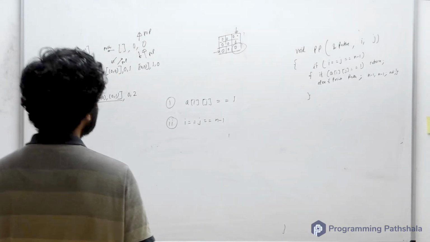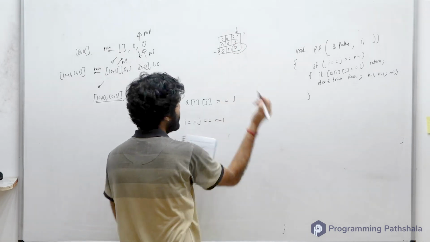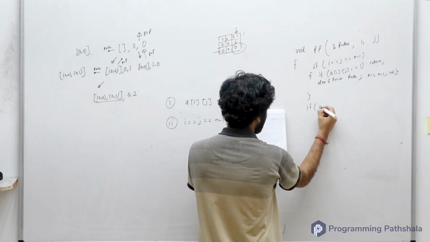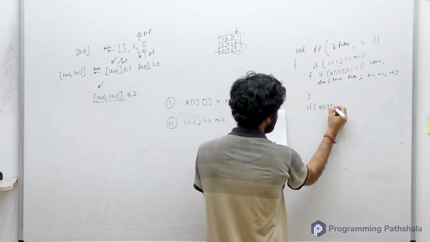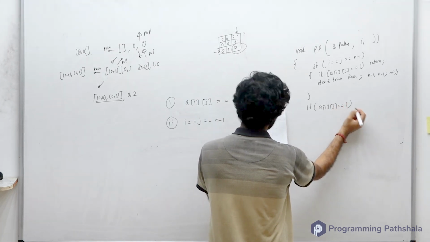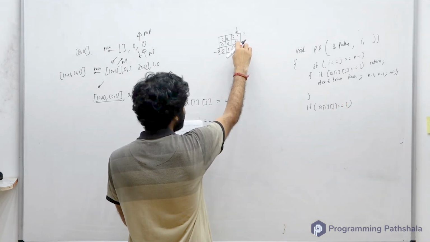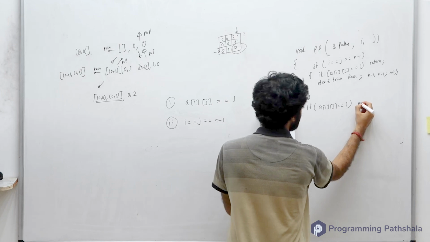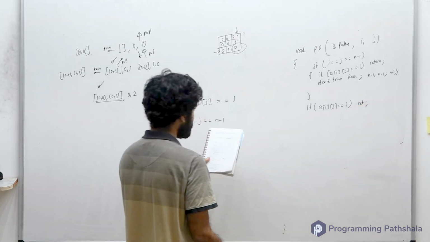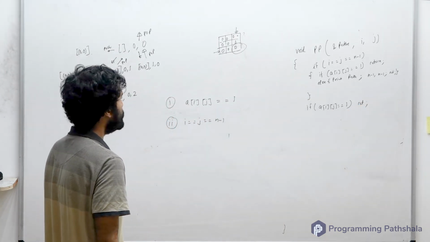Other termination condition can be that I am at some poisonous cell. So if a of i j is equal to 1, I am at some cell which is not the last cell but that contains poison in it. So I should simply return from there. Okay. Otherwise, what should I do?